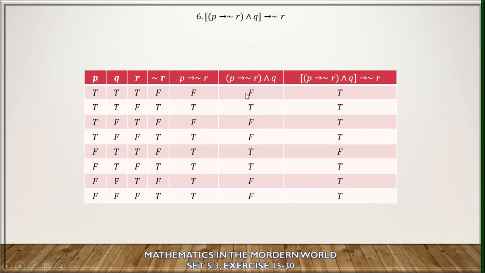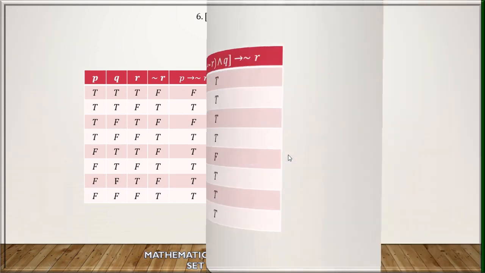Last is the conditional of this conjunction and then not R. So this one and not R, then not R. So false, false is true. True, true is true. False, false is still true. False, true is still true. True, false is false now. True, true is true. False, false is true. False, true is true. So only the fifth row is false. We'll go to the next, number 7.